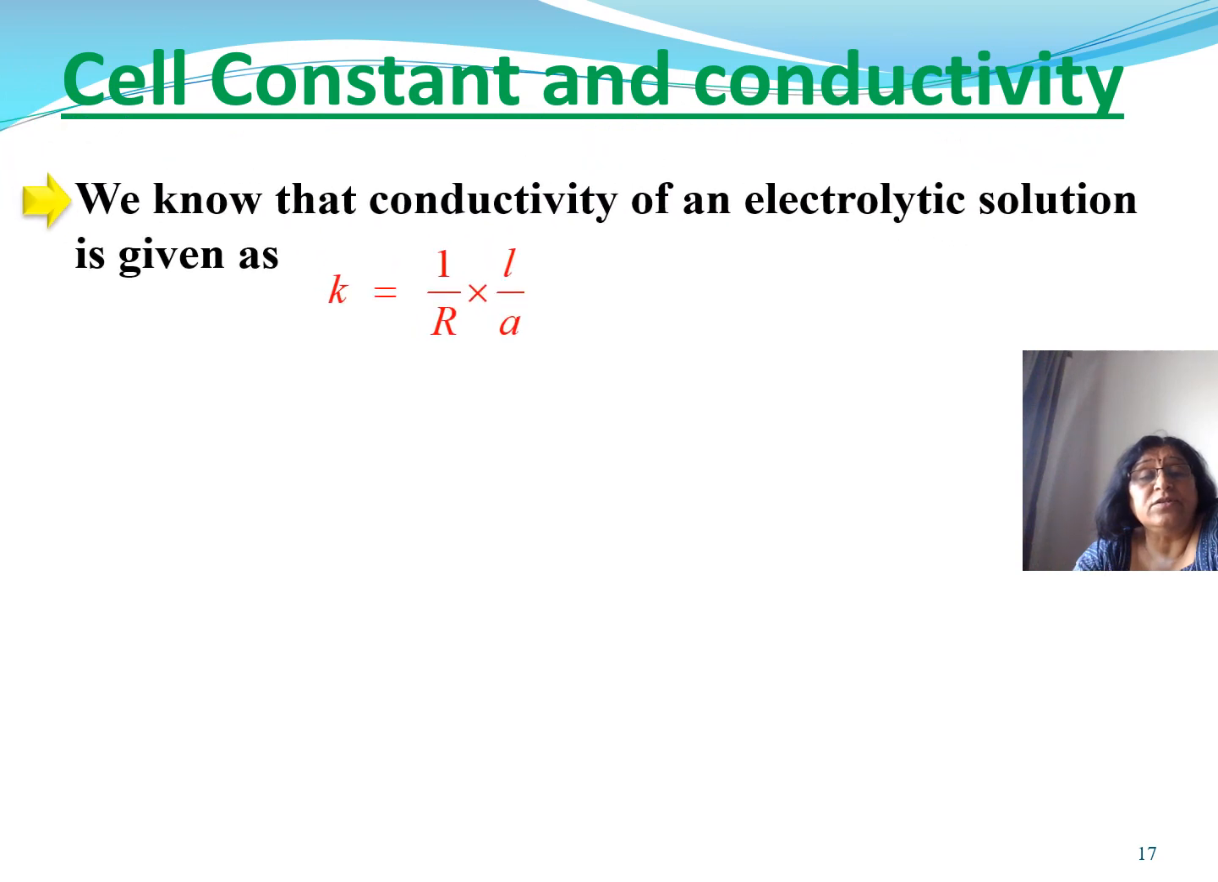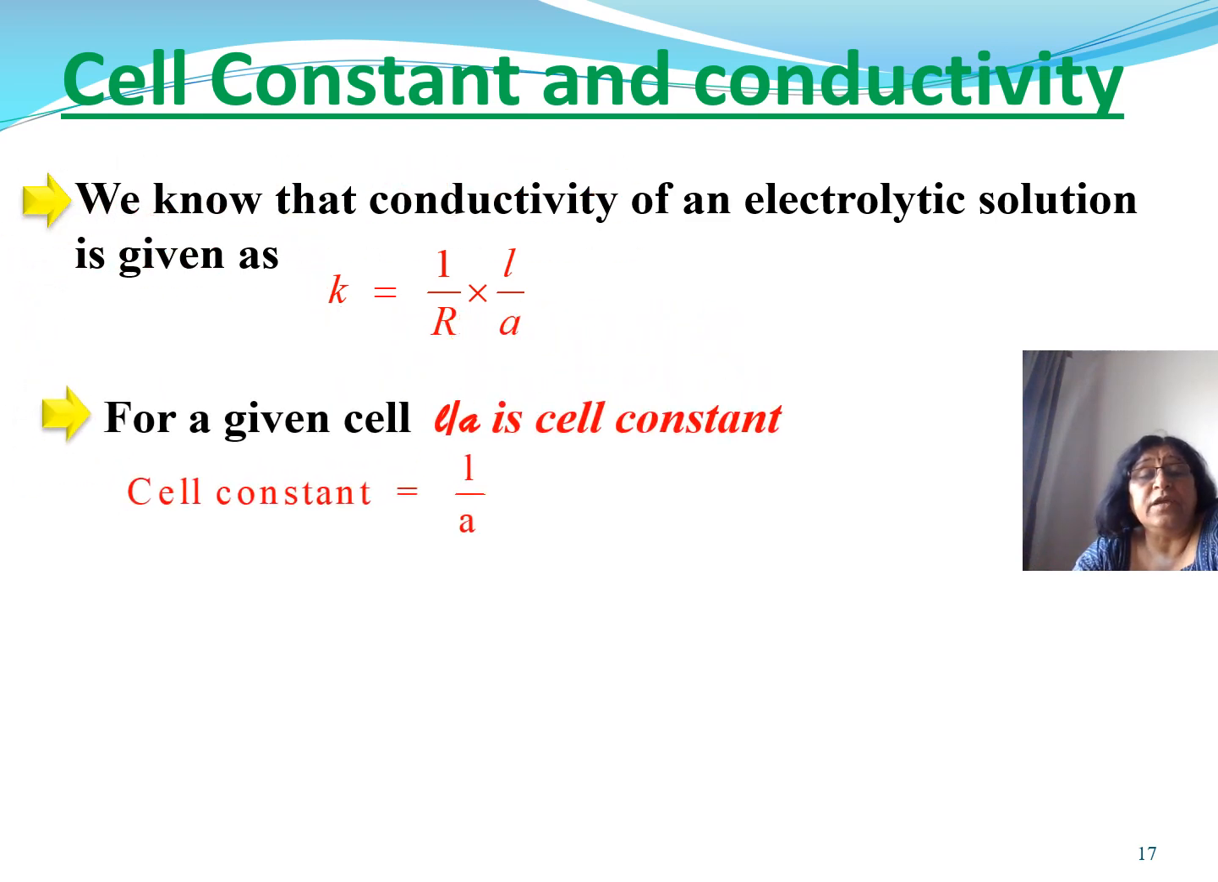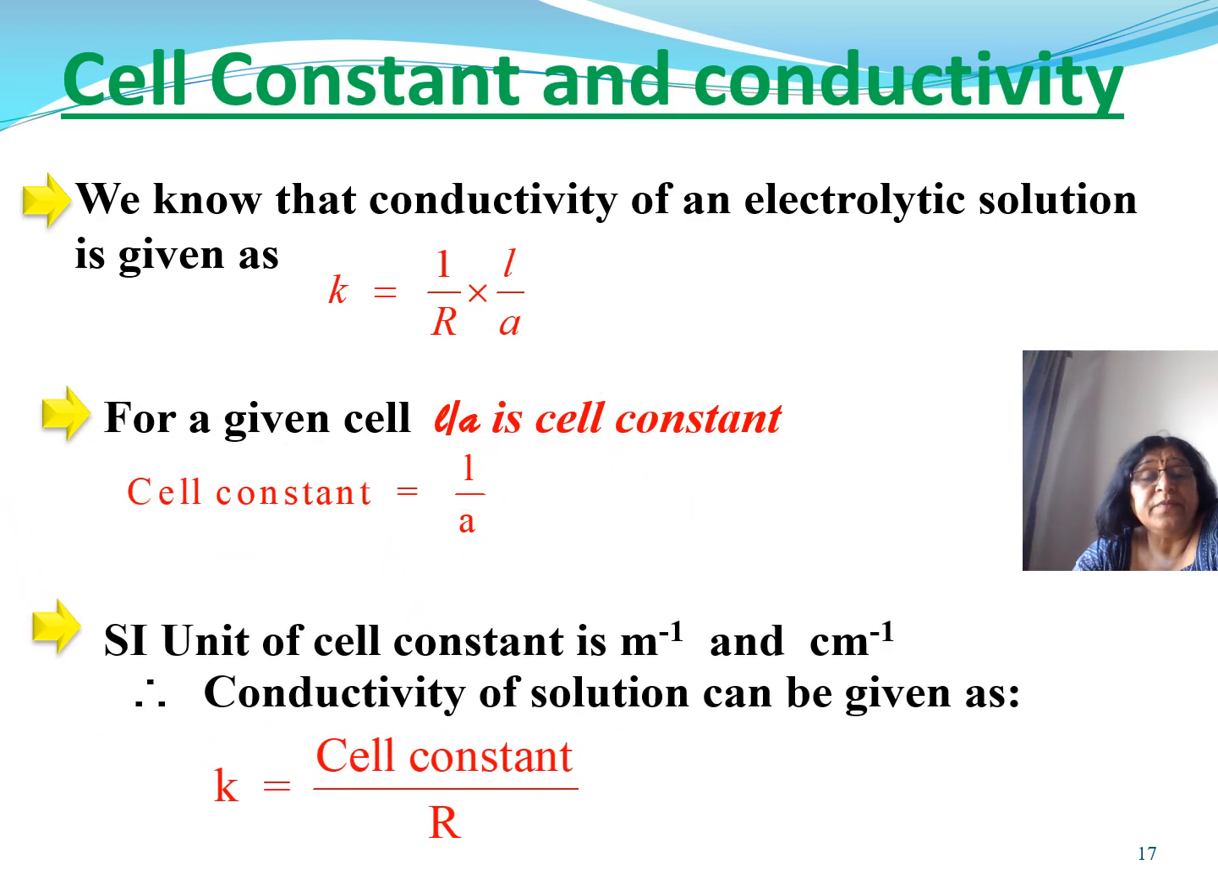The conductivity of the electrolytic solution is 1 upon R into L upon A, that is, conductance into cell constant. For a given cell, L upon A is a cell constant. L is the length between the electrodes, and A is the cross-sectional area between them. This value is constant for a particular cell, so you call it the cell constant, and the unit is meter inverse or centimeter inverse. So the conductivity of the cell can be given by, instead of writing 1 upon R into L upon A, cell constant upon R.